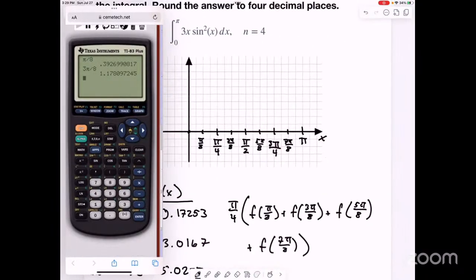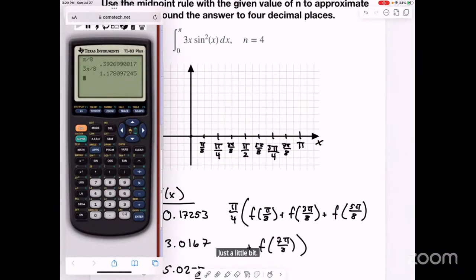Zoom out just a little bit. Okay, that's clear. We've got our pi over 4 times. We want to evaluate the function when x is pi over 8, plus evaluate the function when x is 3 pi over 8, plus evaluate the function when x is 5 pi over 8.